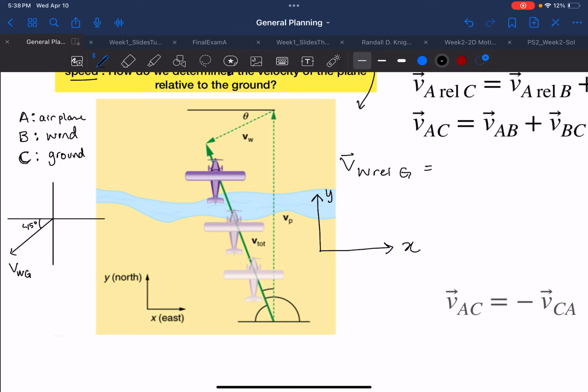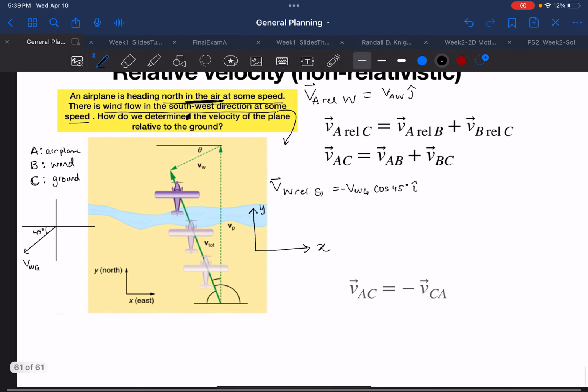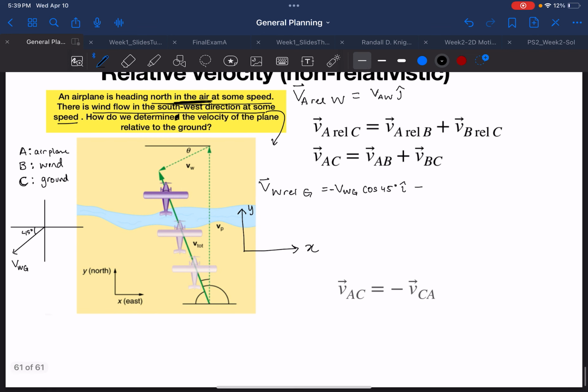The two components of this can be written as VWG cosine of 45 degrees. The x component is in the negative direction, so that's negative 1 times the speed of the wind times cosine of 45 degrees in the i hat direction. Plus, or actually minus, because the y component is in the southern direction, which in our coordinate system is negative y, minus VWG sine of 45 degrees in the j hat direction.